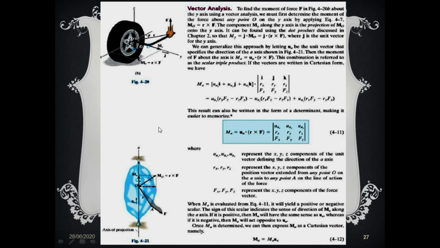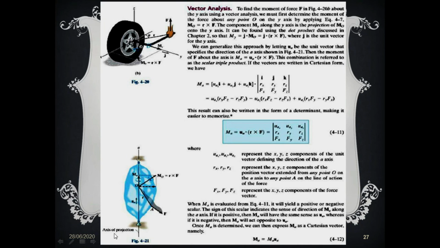u_Ax, u_Ay, u_Az represent the x, y, z components of the unit vector defining the direction of the A axis. r_x, r_y, r_z are the position vector components extended from any point O on the A axis to any point on the line of action of the force. F_x, F_y, F_z are the components of the force vector.